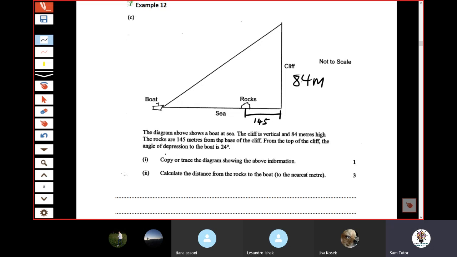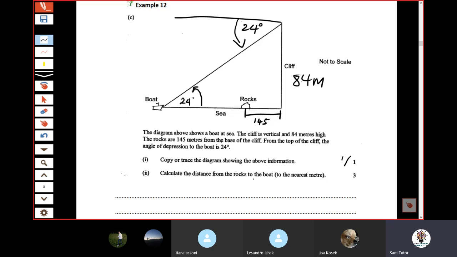From the top of the cliff, the angle of depression to the boat, depression, is always to the horizontal, and then it depresses down. Elevation, it elevates up. Don't forget, depression and elevation are the same angle because of your alternate angles, Z angles. So that must be 24. And then copy or trace. Yay, got 1 mark. That was easy.